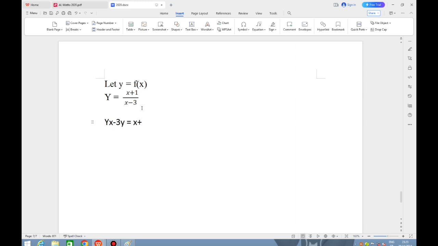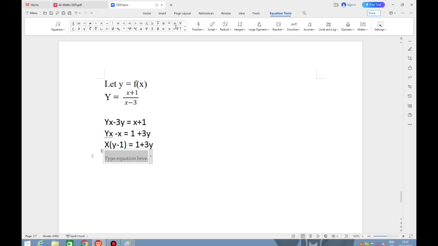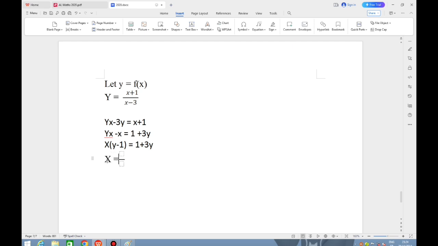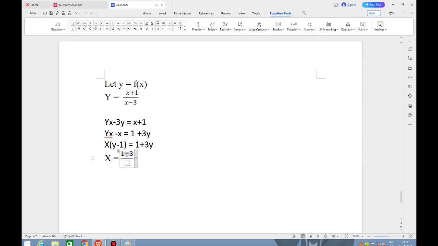Then we're going to group the x terms together, so that's going to be yx minus x is equal to 1 plus 3y. We're going to factor out x here. We want to make x the subject, so it's going to be x into y minus 1 is equal to 1 plus 3y. Then dividing both sides by y minus 1, you get x is equal to 1 plus 3y on y minus 1.